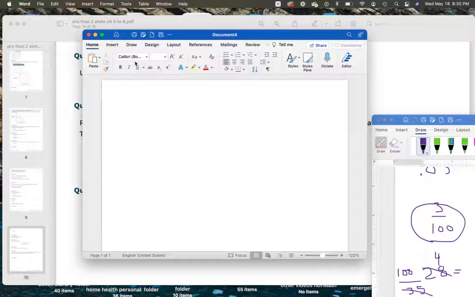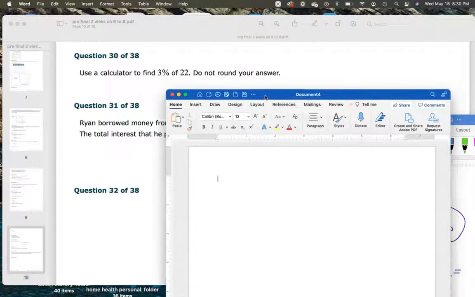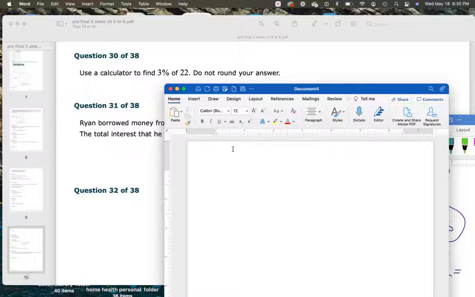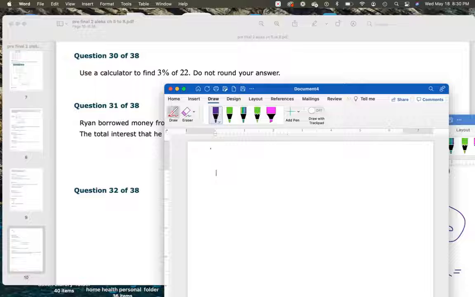All right, so number 30 says use a calculator, but we're not going to have a calculator on the test. So we're just practicing the math concepts, and this is not too hard to do without a calculator. So practice the math concept because you may have this on the final without a calculator.